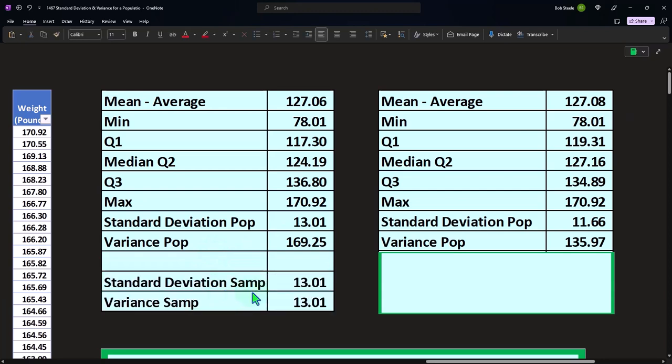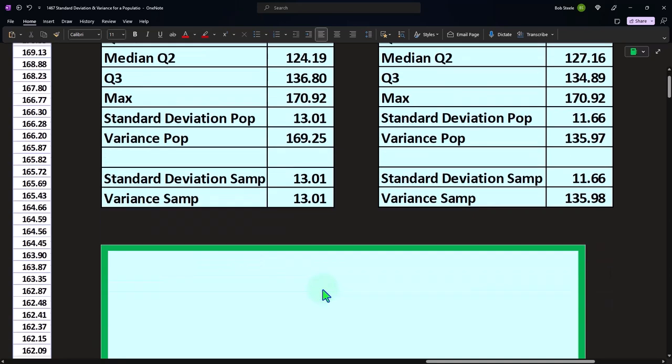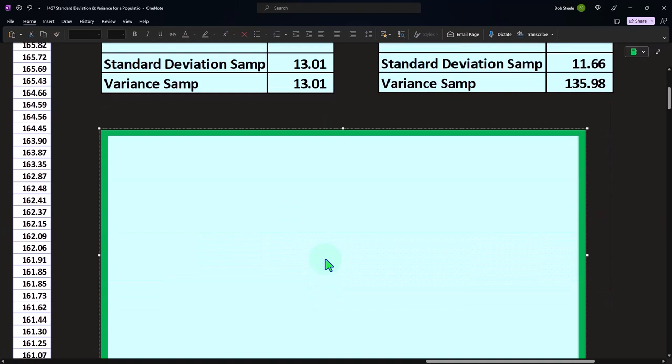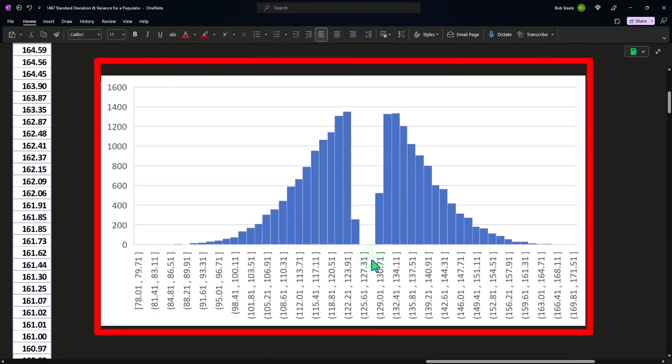And then if I looked at those with the sample, these are just a comparison with the sample, they are also higher if I used the sample calculation instead of the population. And here's the actual histogram. So you can see what happened here. I deleted a lot of the data in the middle.